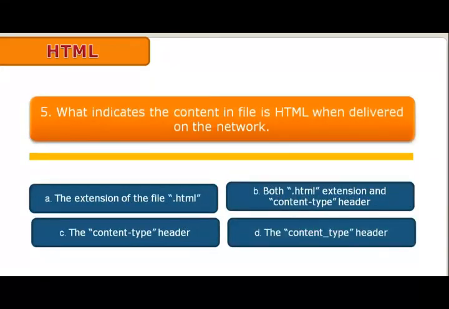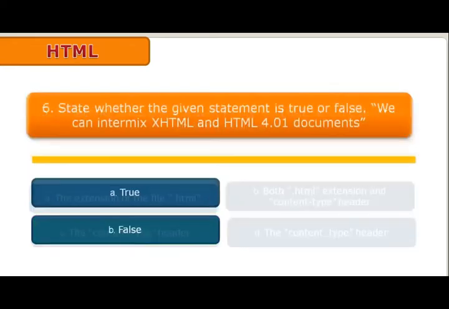Question number 5. What indicates that the content in a file is HTML when delivered on the network? A. The extension of the file, .html. B. Both the .html extension and content type headers. C. Content type headers. D. Content type headers. Answer C. The content type header indicates that the content in the file is HTML when delivered on the network.